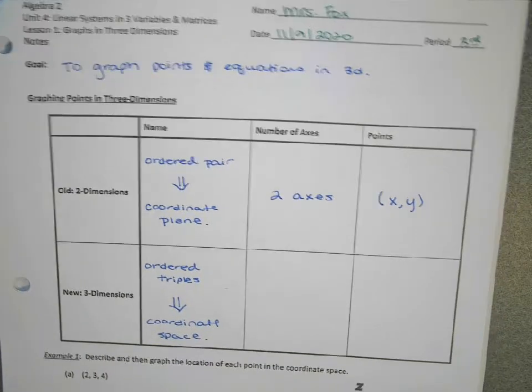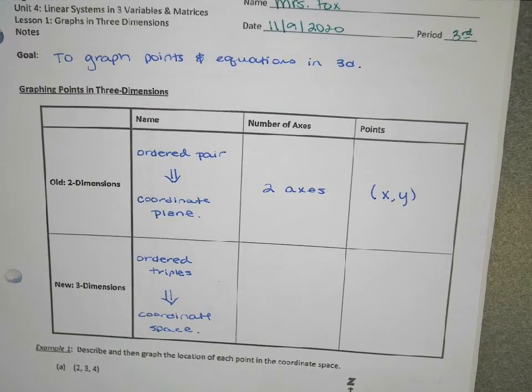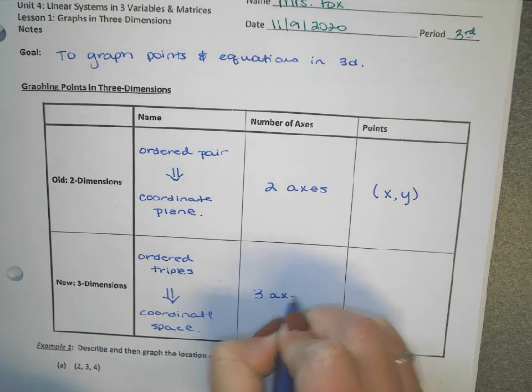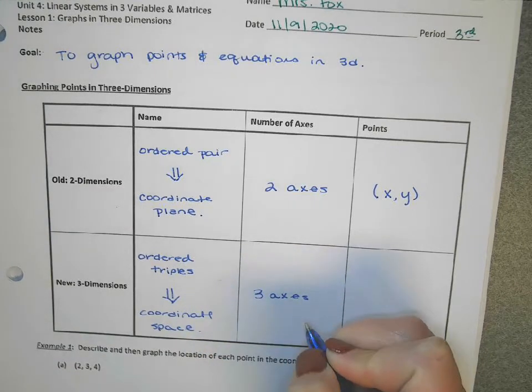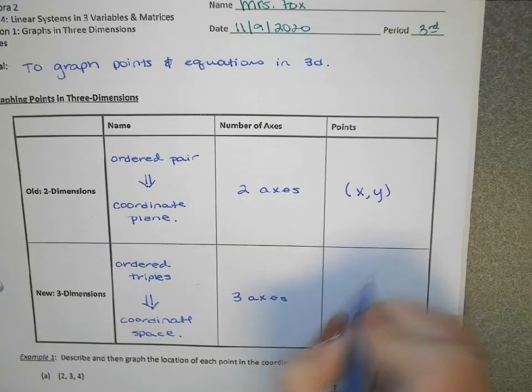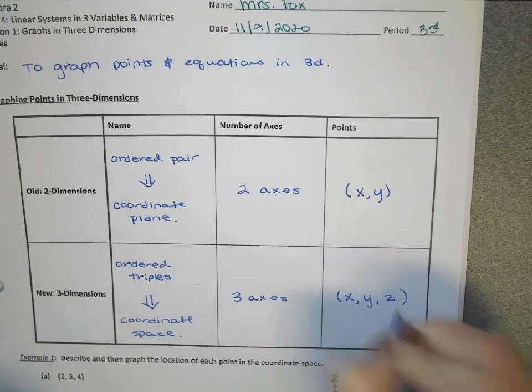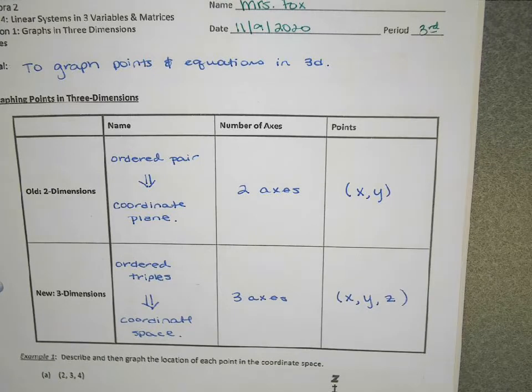We no longer have 2 axes, we're going to have 3 axes. And our ordered triple is no longer just going to have an x, comma, y, it's going to be comma, z as well. So we are going to describe and then graph the location of each point in the coordinate space.